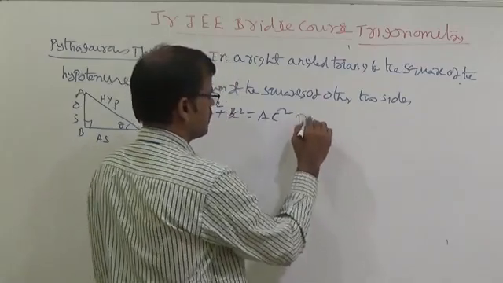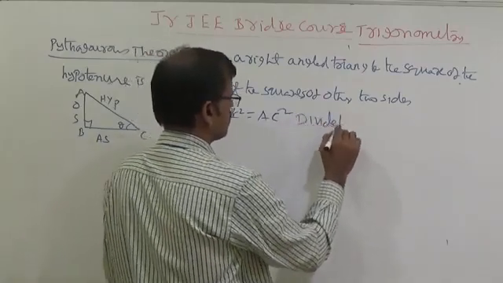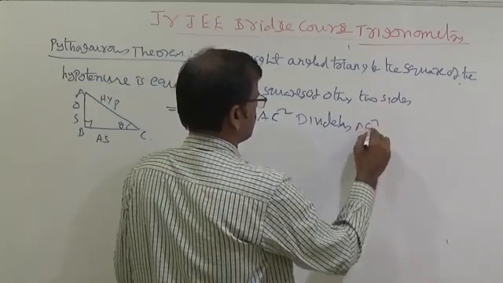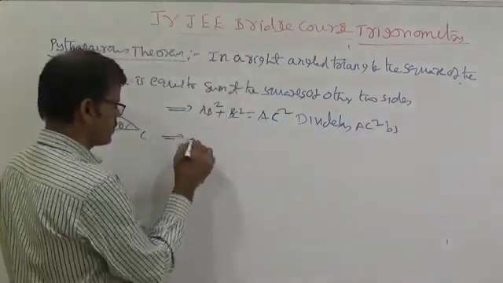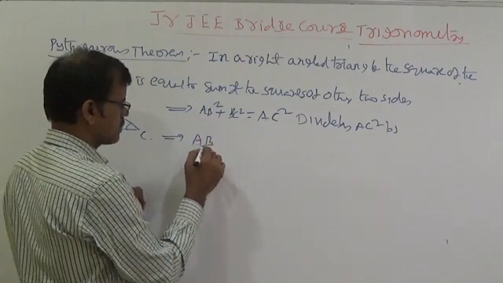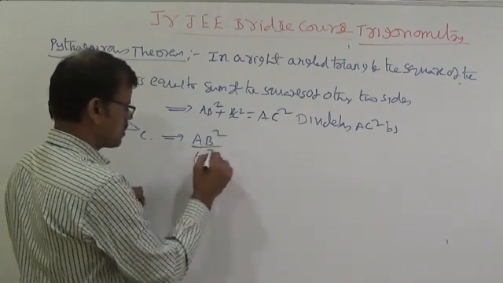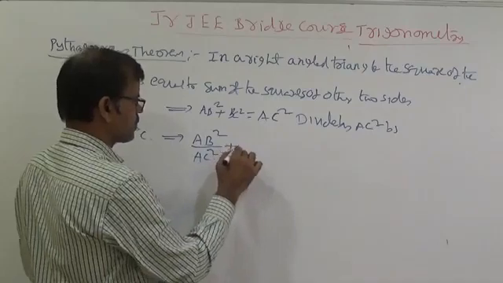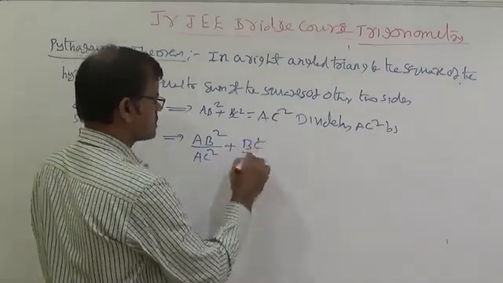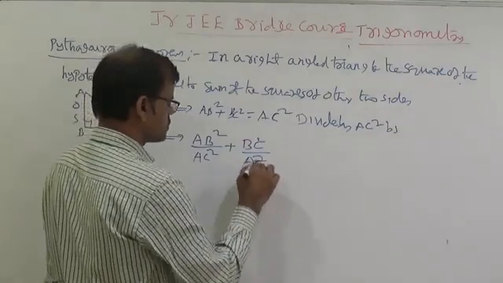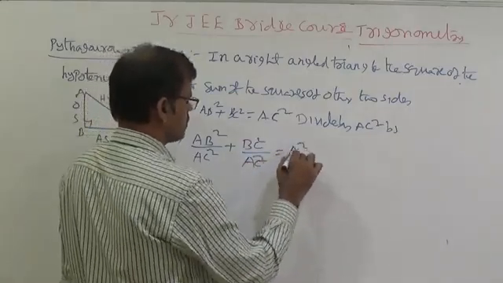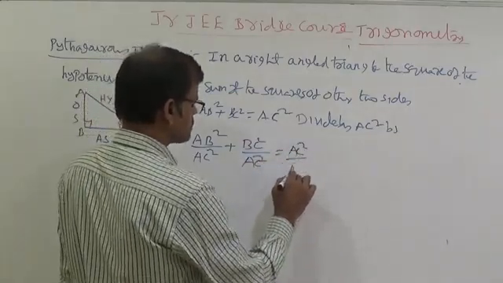Now divide by AC square on both sides. That implies AB square by AC square plus BC square by AC square is equal to AC square by AC square.